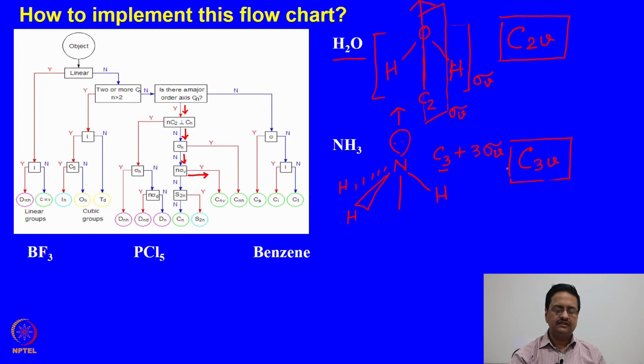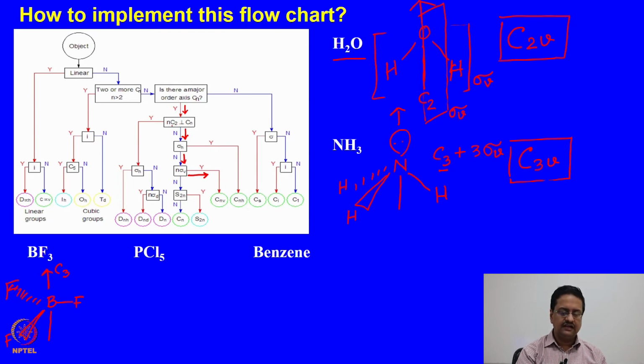Now, let us try to see what happens in the case of BF3. The way I am drawing BF3 is one boron and fluorine are on the plane of the projection. This fluorine is above the plane and the other fluorine here is below the plane of the projection. So, this axis is C3. So, I have C3.